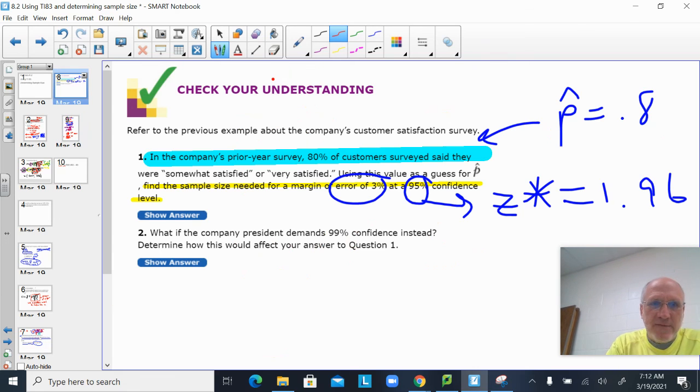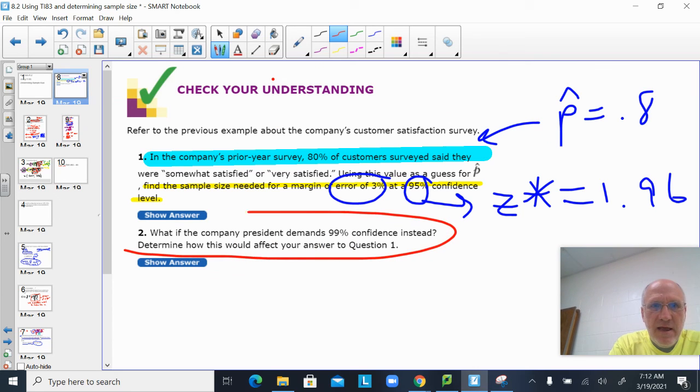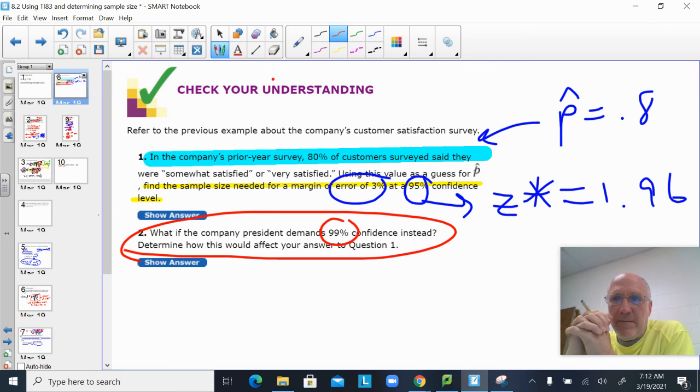I'm not going to do the last part, but number 2 says, how would it change if the only difference was 99%? Well, 99% has a different critical value, which is, I think it's 2.526. Hold on, 2.576. So other than that, the process would be exactly the same.